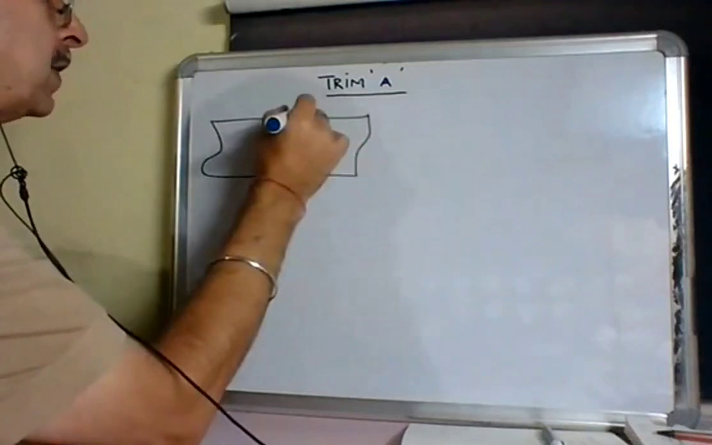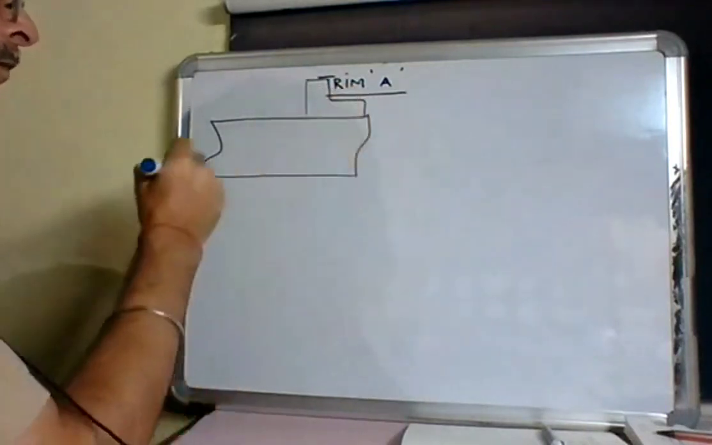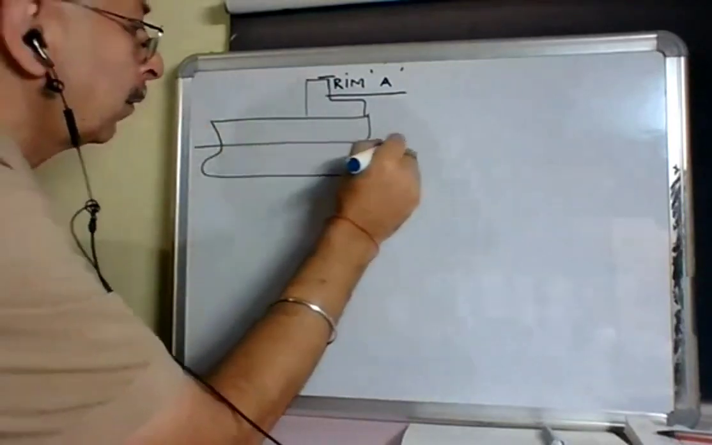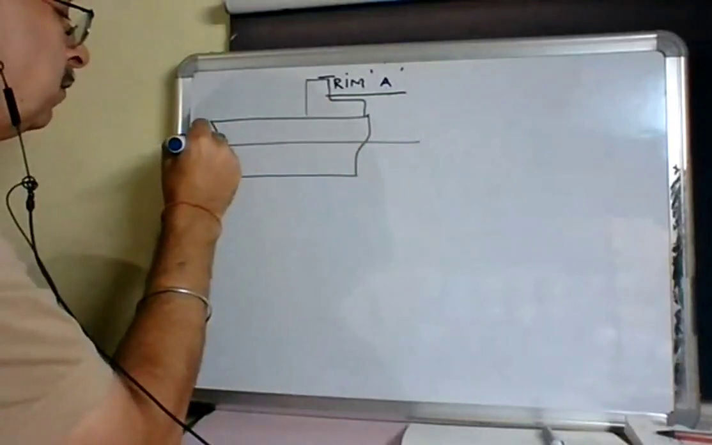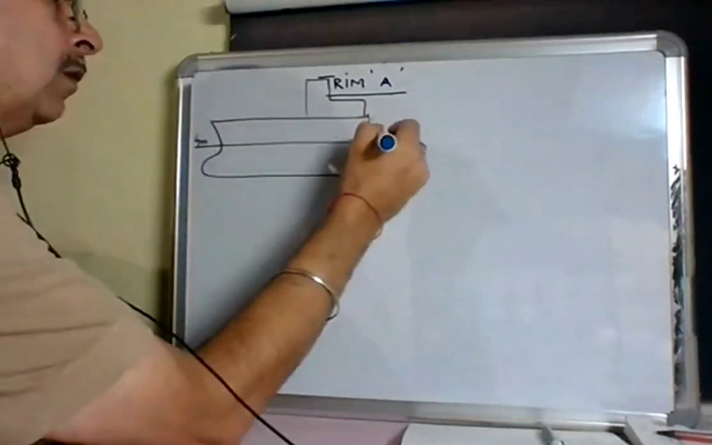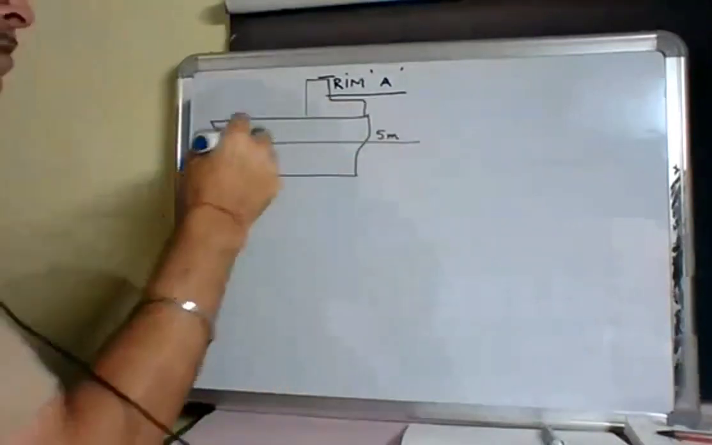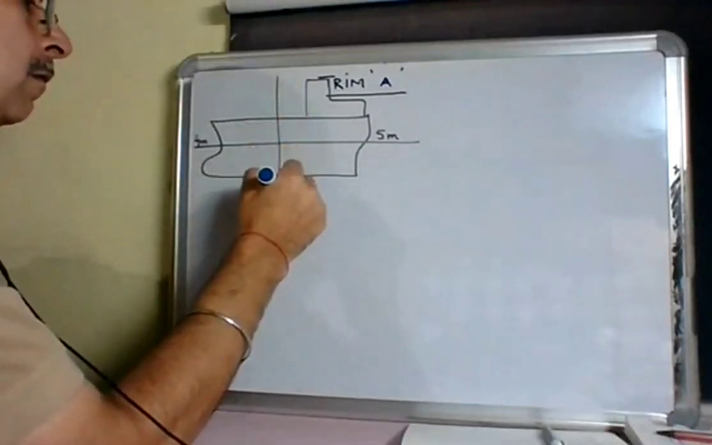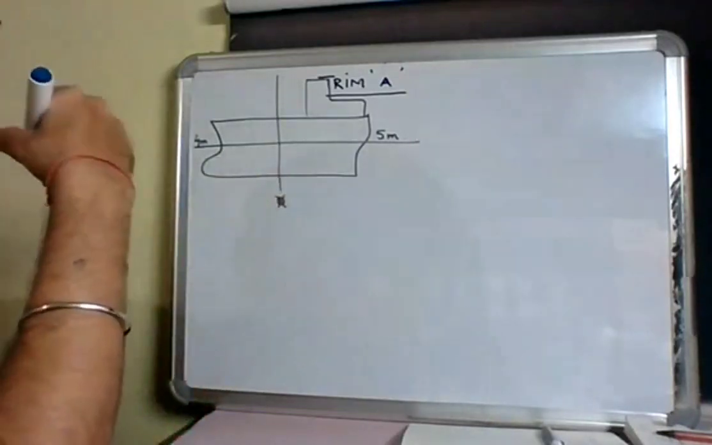Let's take the case of a vessel, and let's say our vessel is floating at a draft forward 4 meters, draft aft 5 meters. This is the midship line.